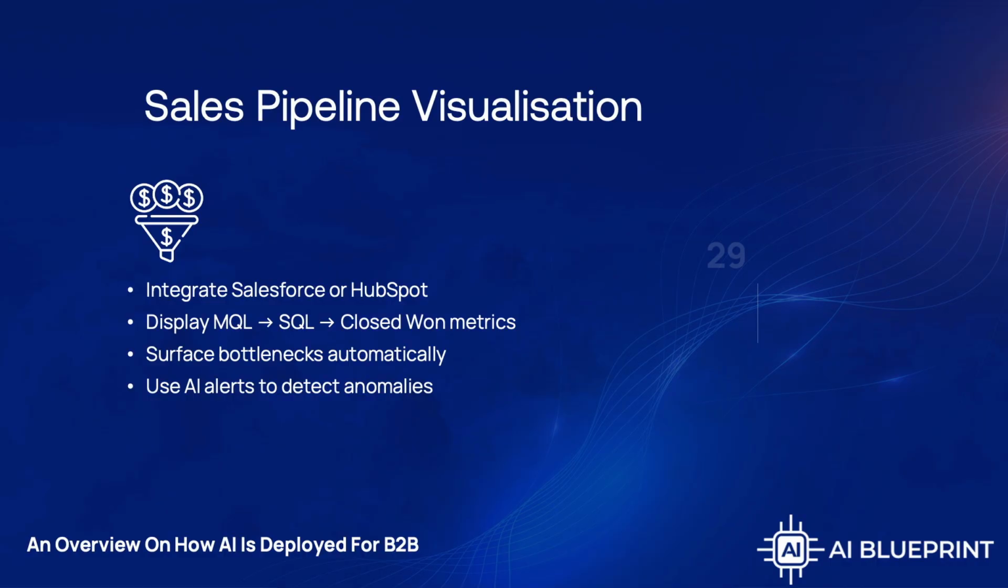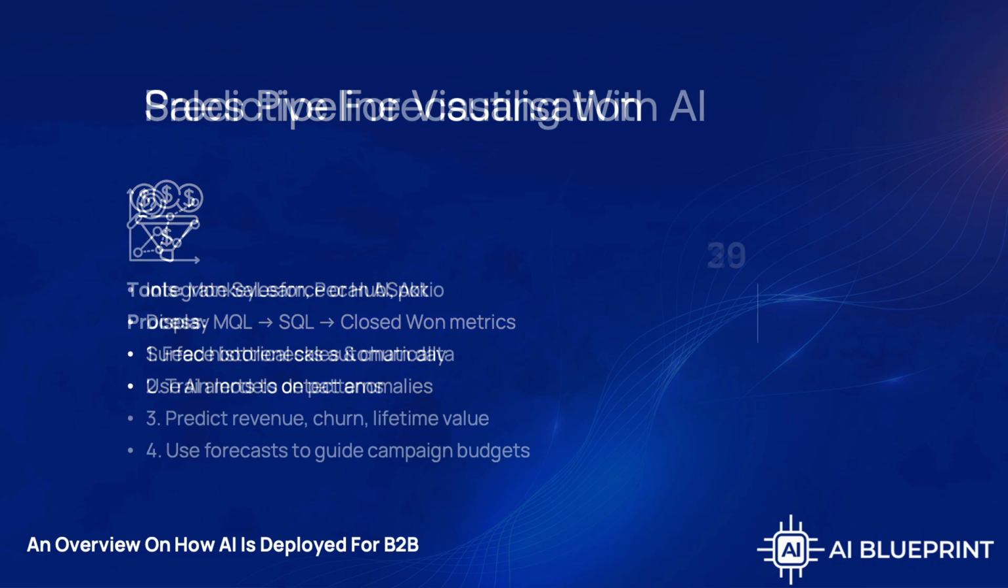Sales pipeline visualization. We integrate Salesforce or HubSpot. We display marketing qualified leads, sales qualified leads, closed won metrics, and we then surface it. This is going to show us all of it in one go, right? So we can surface bottlenecks automatically. We can use AI alerts to detect anomalies.